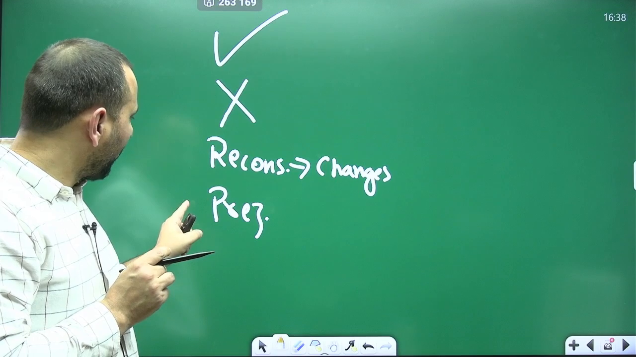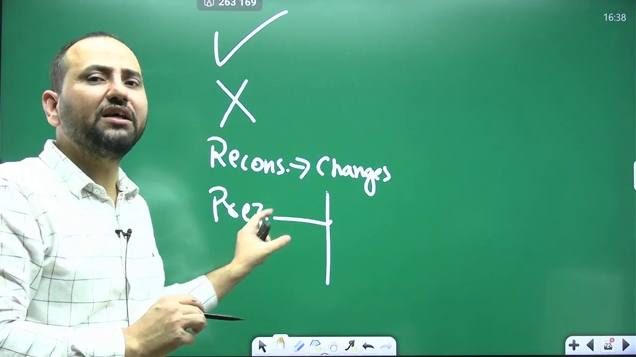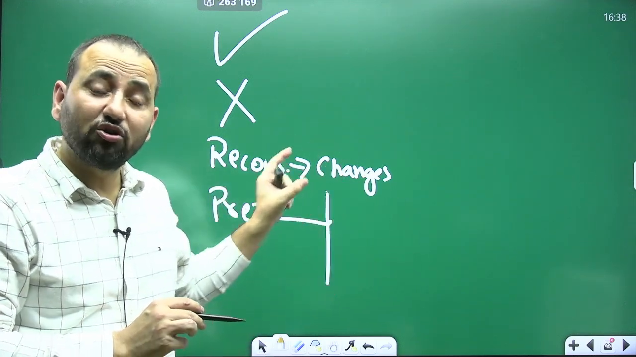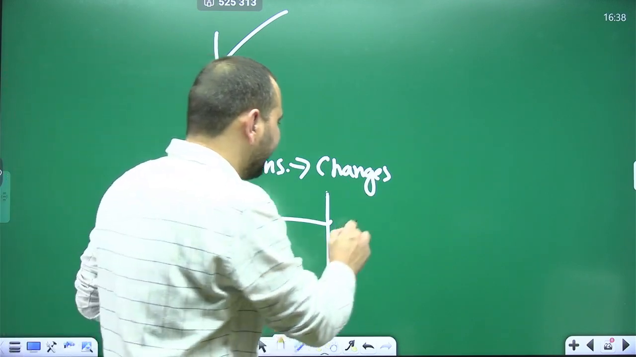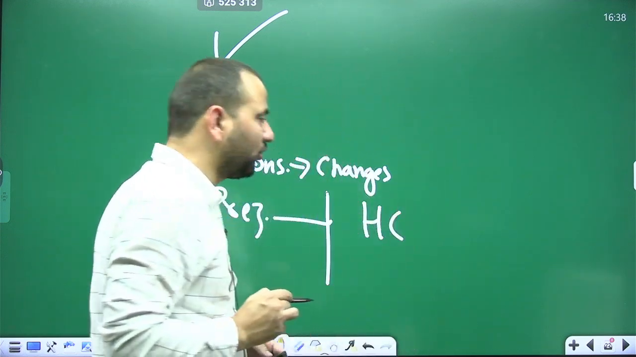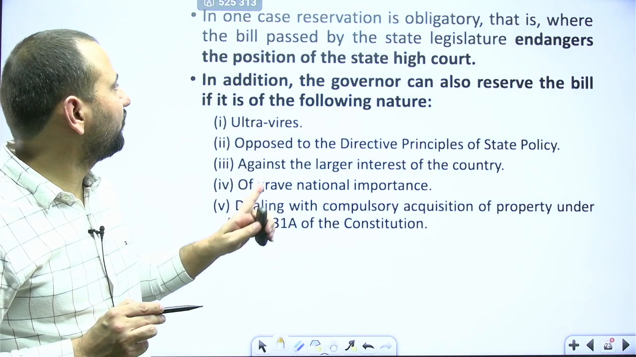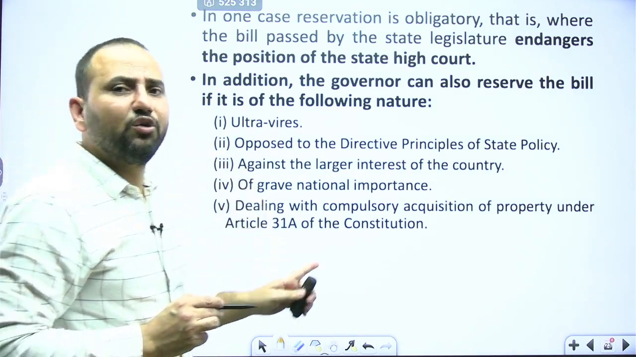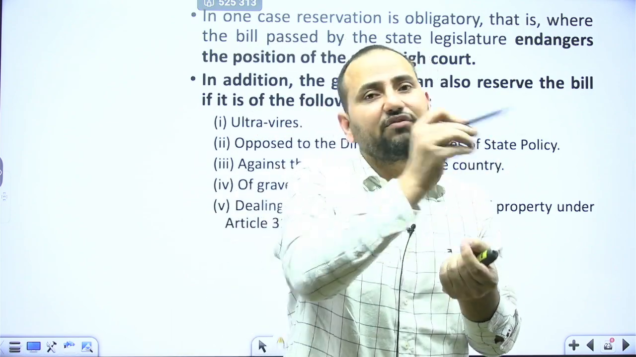When we talk about keeping the bill for the assent of the president, here also we have various provisions. If the bill is changing the structure of the High Court, we have to understand that any bill which endangers the structure of the High Court, that bill should be reserved for the president.